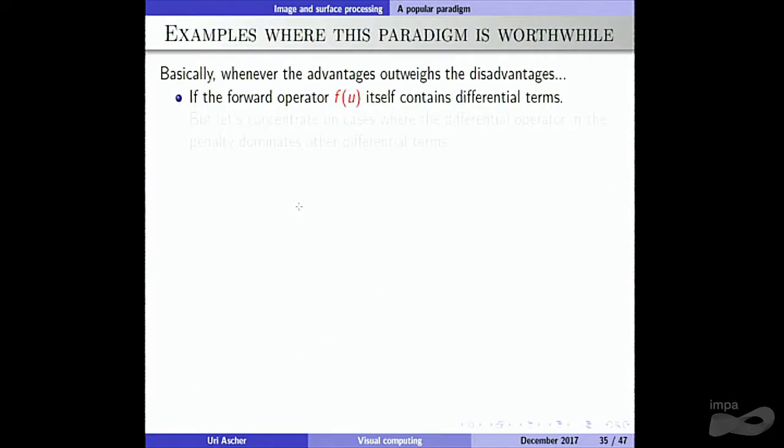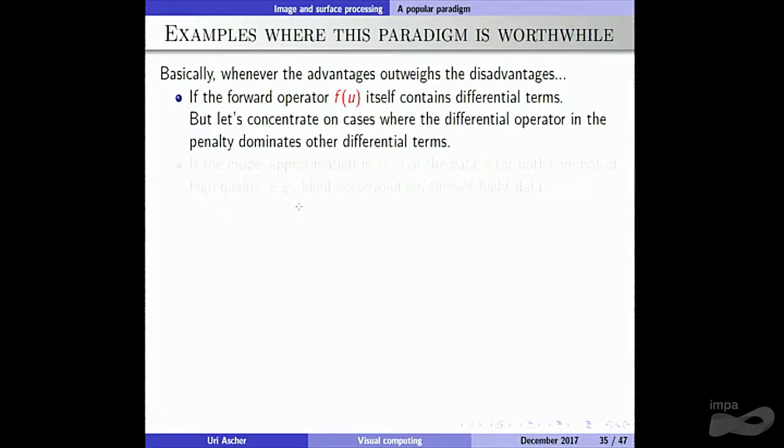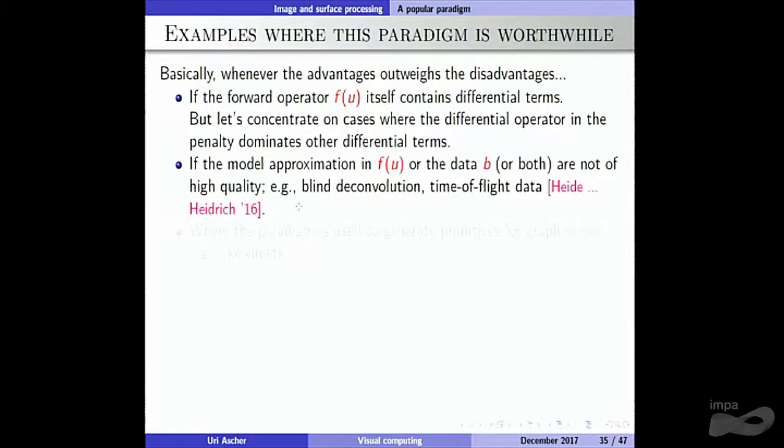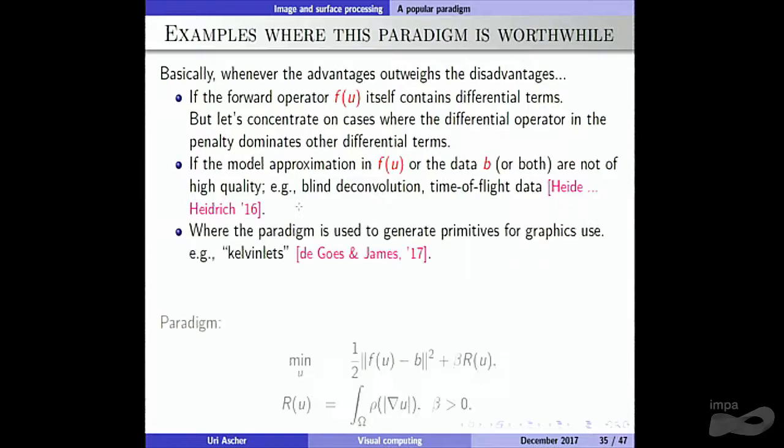So when is it worthwhile to use the paradigm? If the forward F of U itself contains differential terms, of course. So if what you're doing is, I don't know, EIT or Maxwell's equations, I've worked a lot on that at one time, of course you're going to also use a regularization operator which includes differential terms. It goes without saying. However, if that's not the case, then you can still use it if F of U, for example, is blind, not just deconvolution, but blind deconvolution. And these guys looked at time of flight data, so the data are not high quality, and they wrote some very nice papers, in fact. There are additional uses in computer graphics for this sort of paradigm.